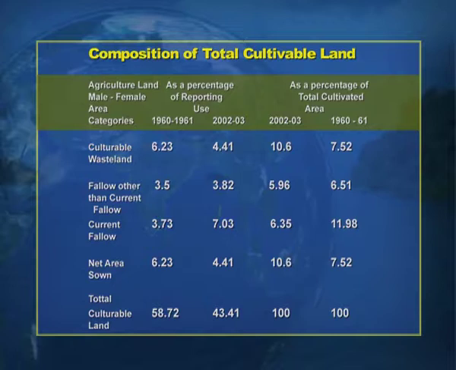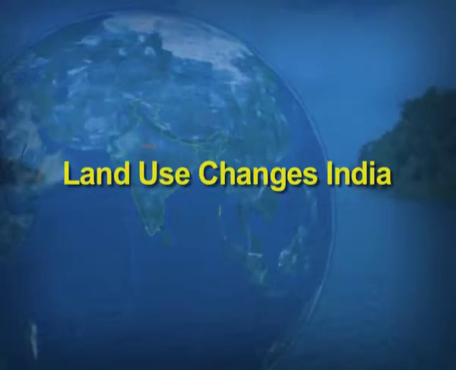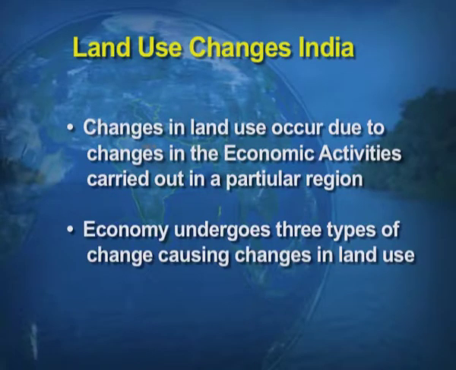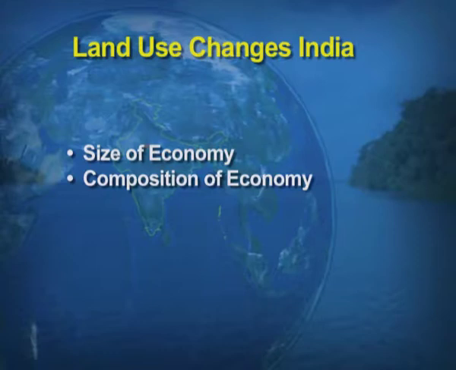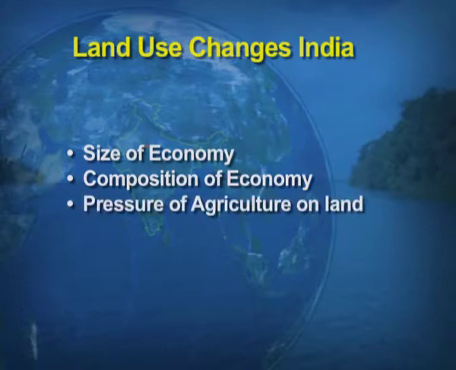Under the cultivable wasteland, you see that there is a downward trend in the percentage of area, which is a good sign for a country like India, where we have a shortage of land for agriculture. So, this trend shows how with the passage of time our land use changes according to the requirement. Now, land use changes due to changes in the economic activities, and when we say economic activities, it may be the size of economy, the composition of economy and the pressure of agriculture on land.